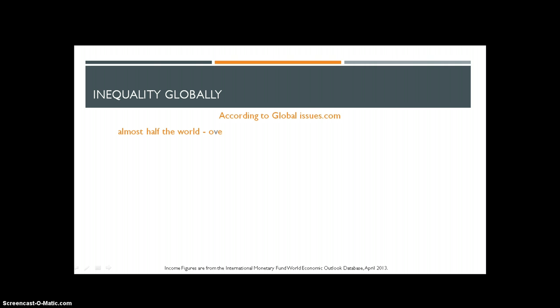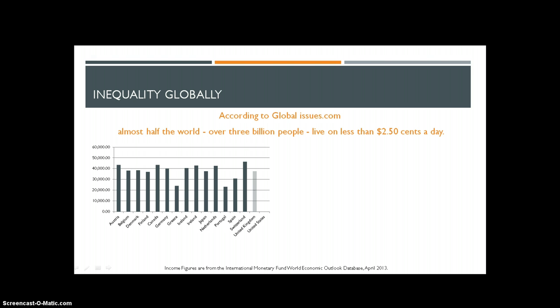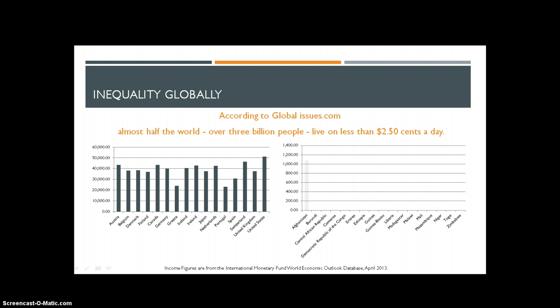Inequality globally. According to globalissues.com, almost half the world, over 3 billion people, live on $2.50 a day. As you can see by the graph, the yearly income for those in Western Europe, the United States, Canada, and Japan is well over $39,000. But when you compare these wealthy countries to the bottom 16 countries, the difference is striking. These 16 countries live on less than $14,000 a year.